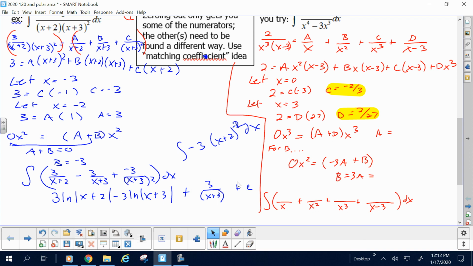Just already or not quite? Okay, so again, depending on the order in which you found things, A, B, C, and D might be different depending on what you put over what. But based on going x squared, x cubed, x minus 3, and A, B, C, D, I get C is negative 2/3. D is 2/27. That was pretty straightforward, yeah?